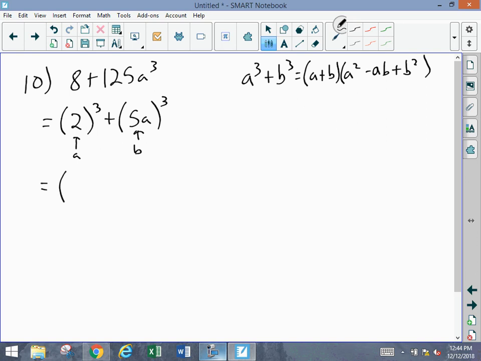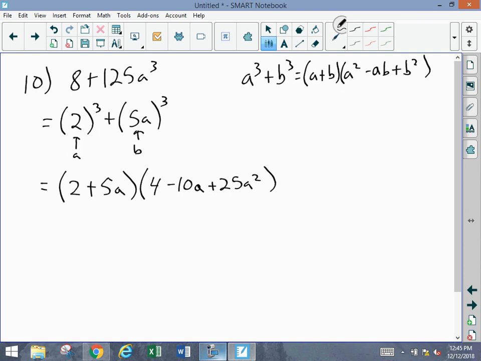Now I will plug A and B into my formula. So that's going to be 2 plus 5a times 2 squared, which is 4, minus 2 times 5a, which is 10a, plus b squared. B is 5a. What is 5a squared? 5a times 5a is 25a squared. And there it is. It's done.